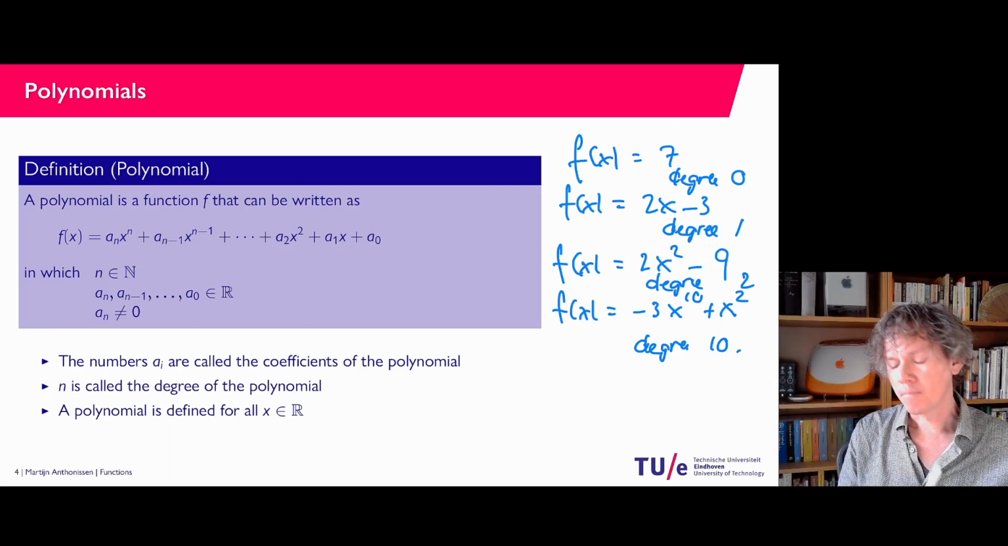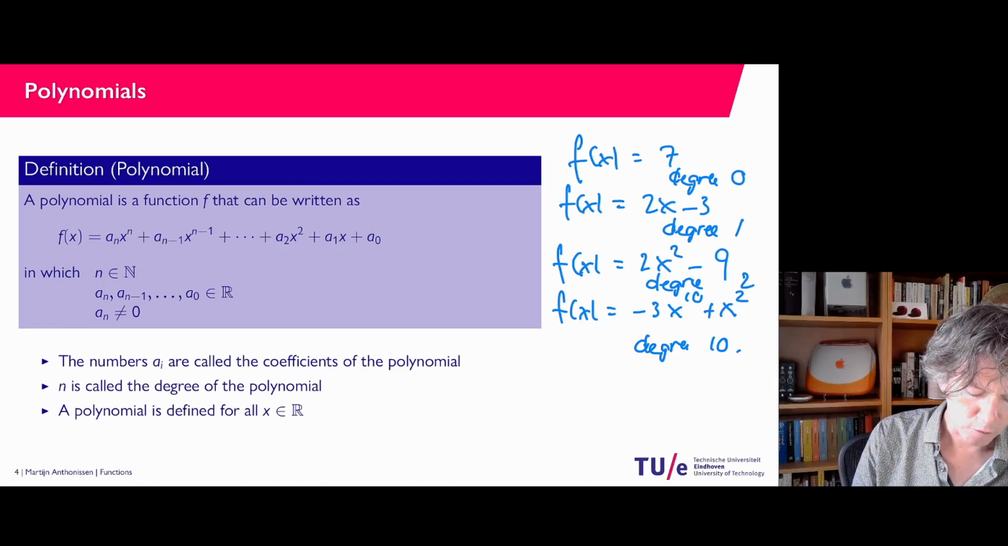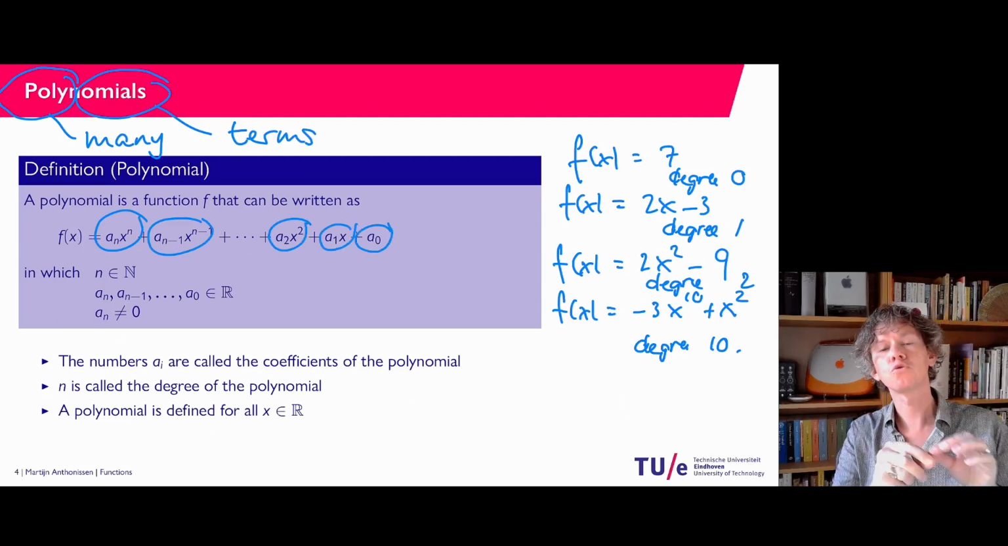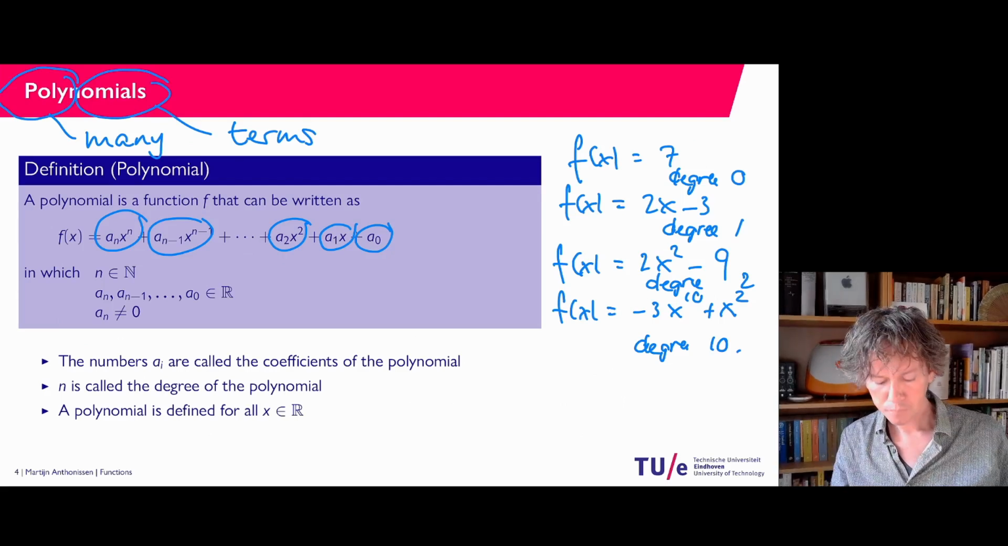A bit on the name. I'm not sure if you've ever heard that before, but poly means many, and nomials, this is just terms. So these things are all terms in the polynomial. So it's terms that you add together. And you've got many of them. So polynomial is just many terms. That's what the name comes from.